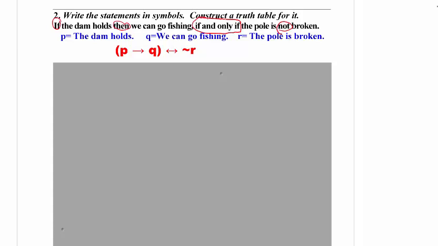So my first simple statement, the dam holds. My second simple statement, we can go fishing. My last one, the pole is broken. So you notice that's how my P, Q, and R are. Then I look for, again, the parentheses goes with where the comma is. The comma is going to go here. So it says put the parentheses around the if-then. The if and only if goes on the outside, and the not. That has to be done correctly to get this problem correct in your conclusion.